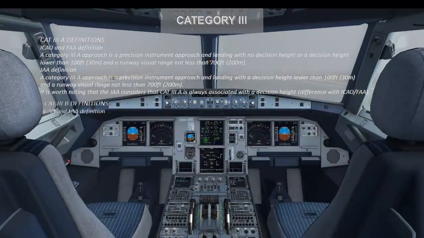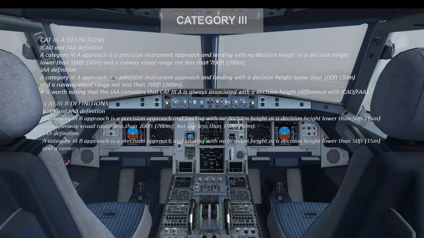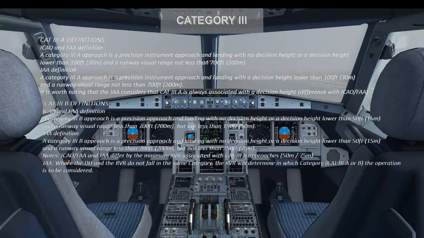Cat 3B definitions. ICAO and FAA definition. A Category 3B approach is a precision approach and landing with no decision height or a decision height lower than 50 feet, 15 meters, and a runway visual range less than 700 feet, 200 meters, but not less than 150 feet, 50 meters. JAR definition.